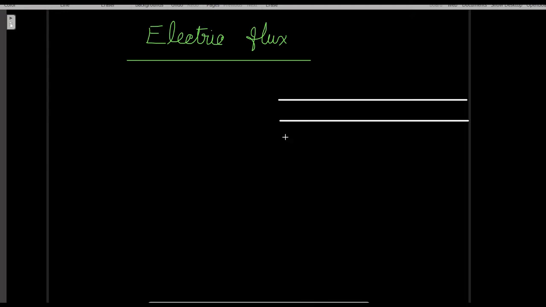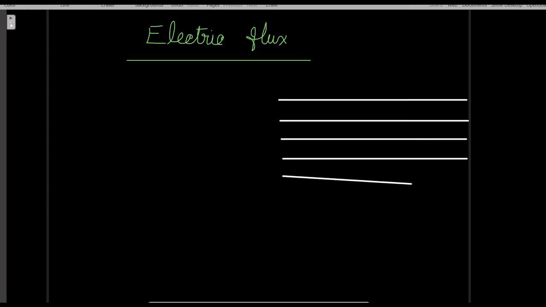Suppose these are the equidistant field lines, and all these field lines are directed towards right. So this is a region where electric field is same. Here also the electric field is same, everywhere electric field remains the same. So it's a uniform electric field.